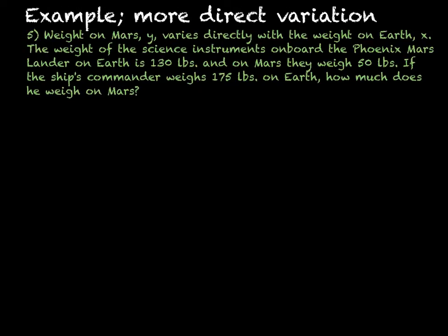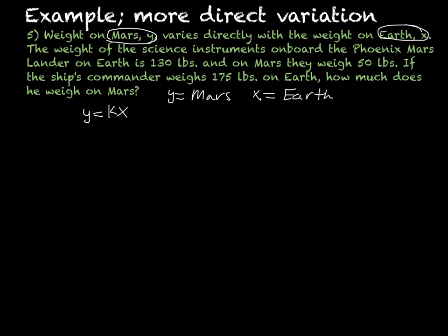Alright, now we need to understand direct variation in other contexts. So if the weight on Mars, which we're going to call y, Mars is y, varies directly with the weight on Earth, which we're going to call x, Earth is x. So the first thing we want to realize is y equals our constant times x, where y equals Mars and x equals Earth.